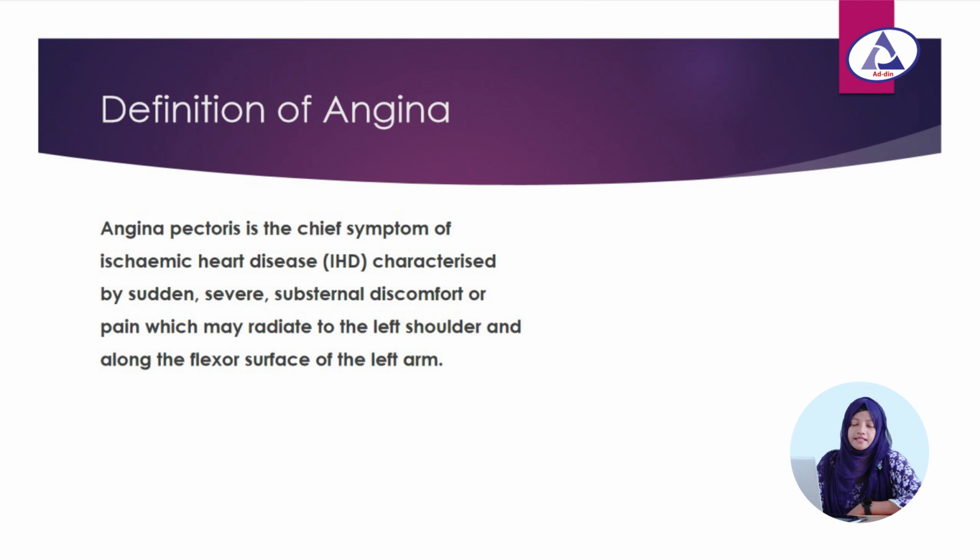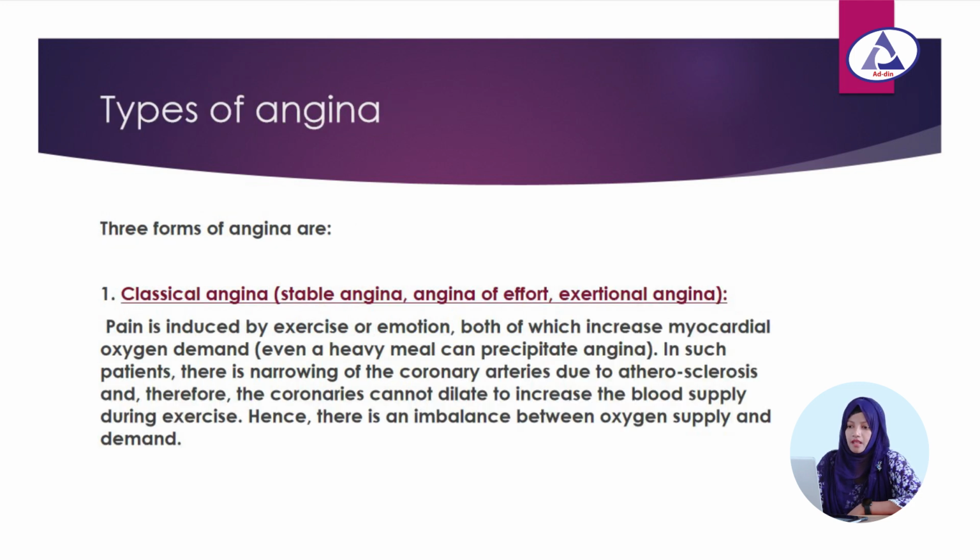We all know that angina pectoris is a chief symptom of ischemic heart disease that is characterized by sudden severe substernal discomfort or pain which may radiate to the left shoulder and along the flexor surface of the left arm. And what are the types of angina? There are three types: classical angina, also known as stable angina, unstable angina, and variant or Prinzmetal angina.